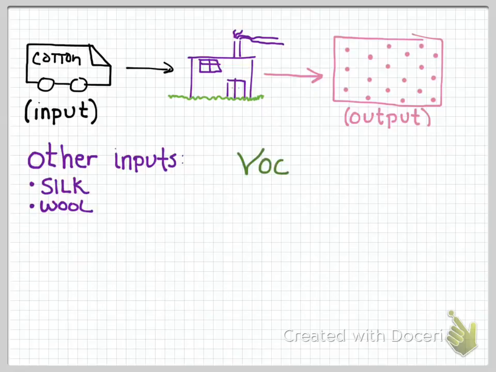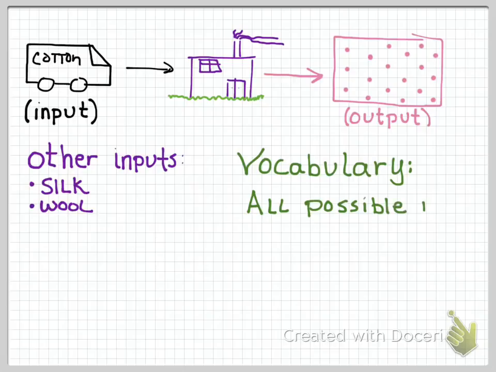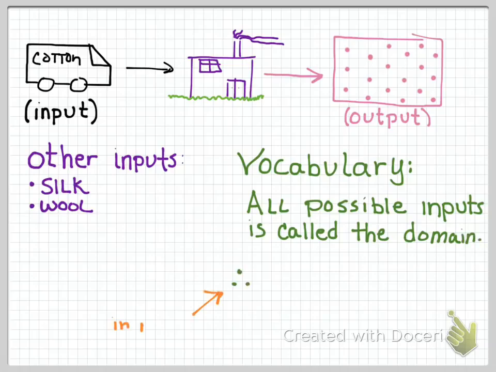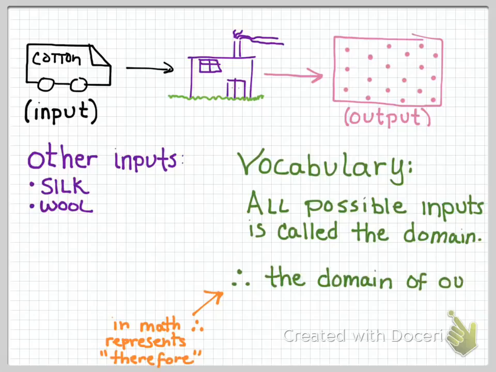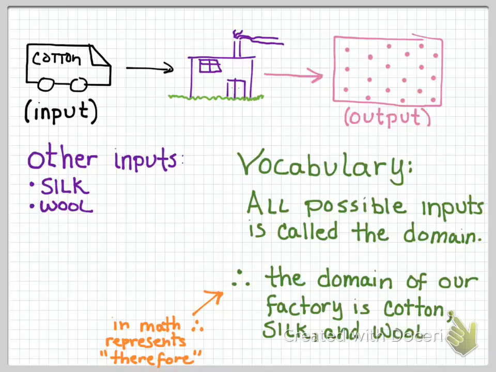Okay. Here's a vocabulary word for you to write down in your notebook. It's something we'll be using throughout the year. Whenever you have a function, you have possible inputs, and all the possible inputs are called a domain. Now notice in math, we have this three-dot triangle which represents therefore. So in this case, the domain of our factory is cotton, silk, and wool.